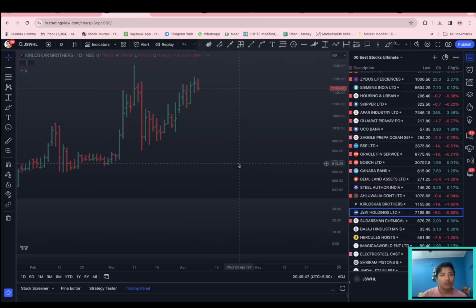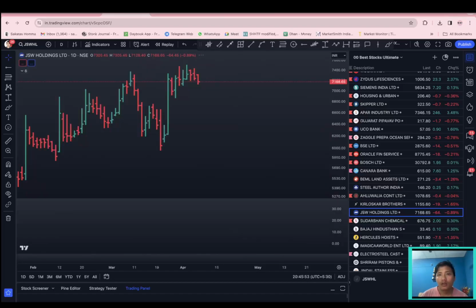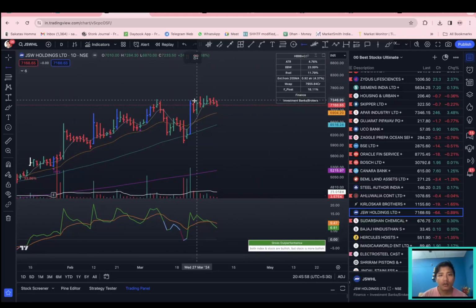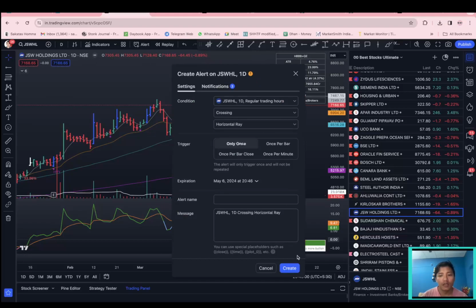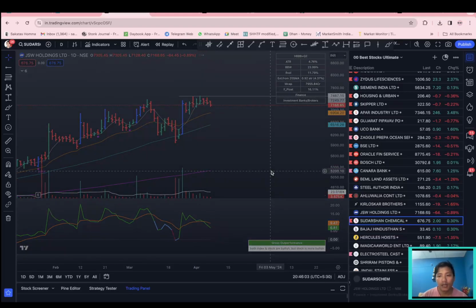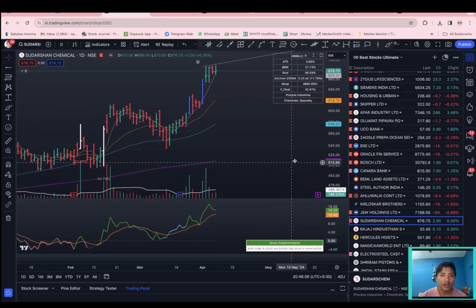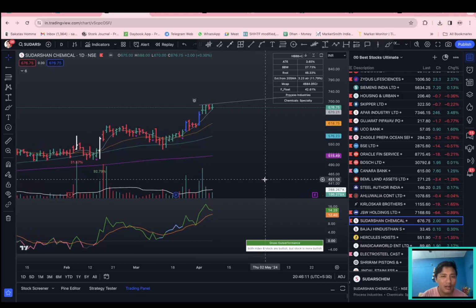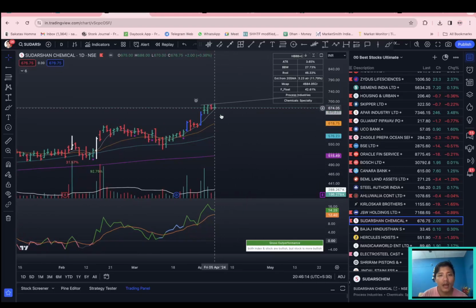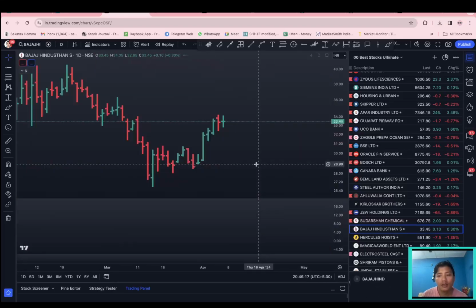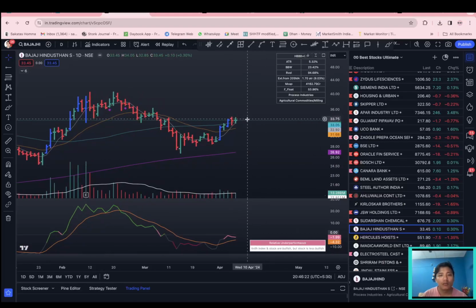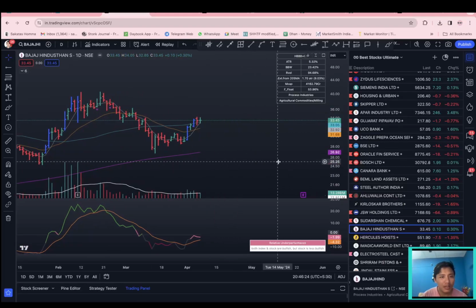Moving on to more names. JSW Holdings again. This possibly can be traded when it's breaking out of here, but I still feel that it can take some time. Sudarshan Chemical is something which I really like. I mean, not really like, but again, the tightness is not bad. It's getting tighter and tighter. Bajaj Hindustan would like some more tightness, but can be tradable.